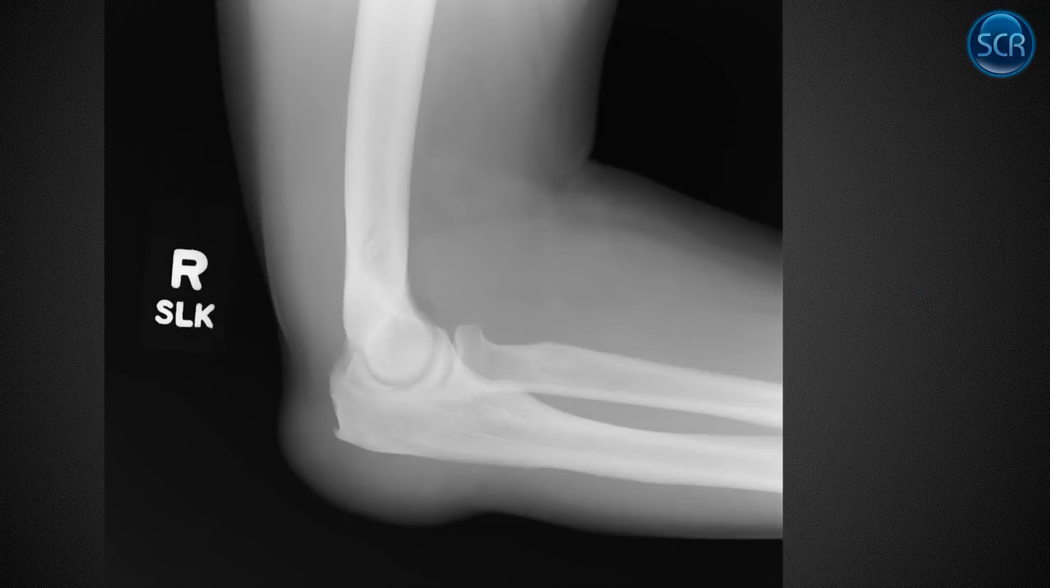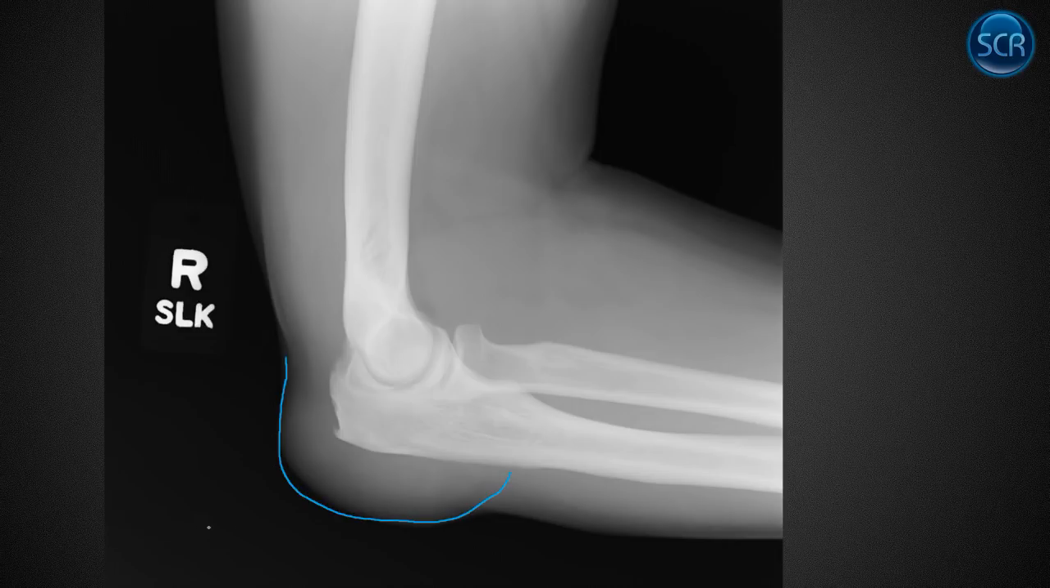So what are we seeing in this case? When we're looking at the elbow here, of course, I'm going to start with the sail sign. We don't see that. Okay, so no sail sign. Radial head looks normal. Alignment's good. Anterior humeral line, that's good. Got a little degenerative olecranon enthesophyte, but we don't want to forget the soft tissues out here.